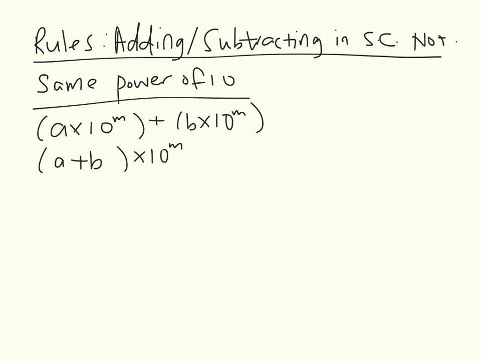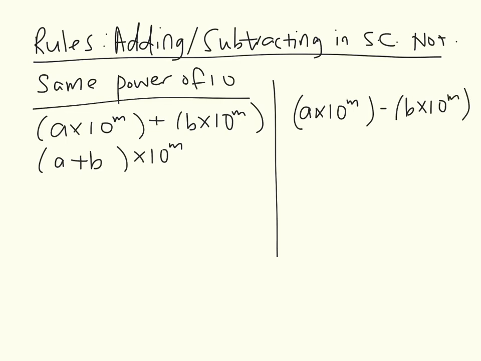If you have a times 10 to the power of m, subtracting b times 10 to the power of m, same thing, you'll just subtract the two coefficients and multiply it by the same power of 10. To get your final answer, you have to make sure that the sum and the difference are in scientific notation. So the coefficient has to be greater than or equal to 1 and less than 10.